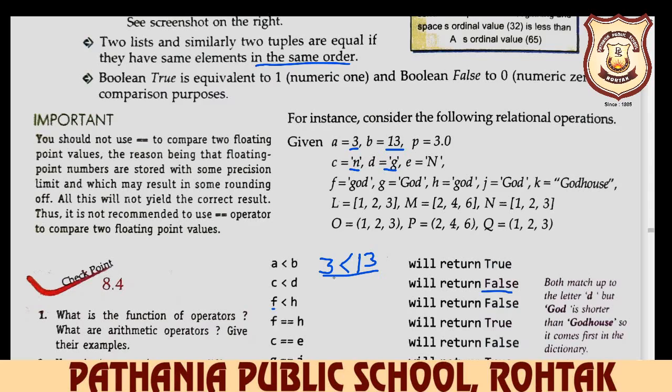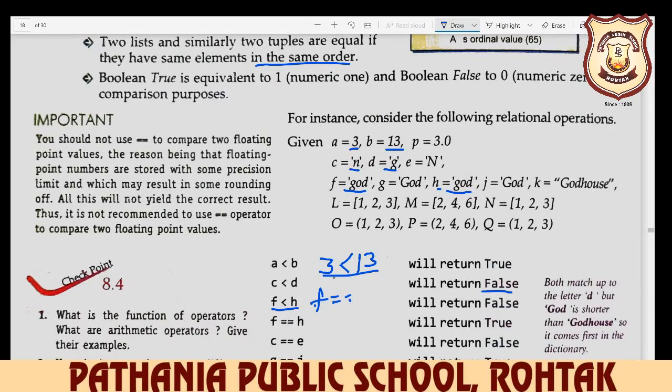When you write f less than h, what is the value of f? God, good, God. And less than h, what is the h? Here h means again God, good. So f less than h, no, it's f equal to h. If we write f is equal to h, its answer is true. But when you write f less than h, no, it's false. So same here, f is equal to h is your true value.